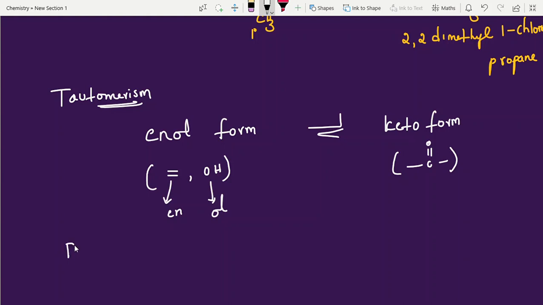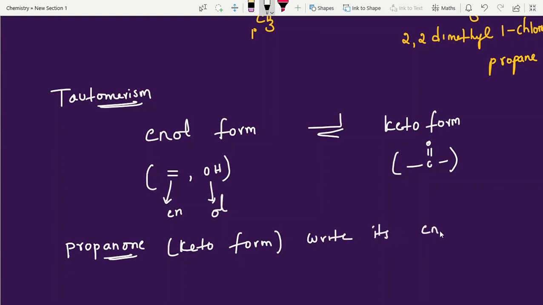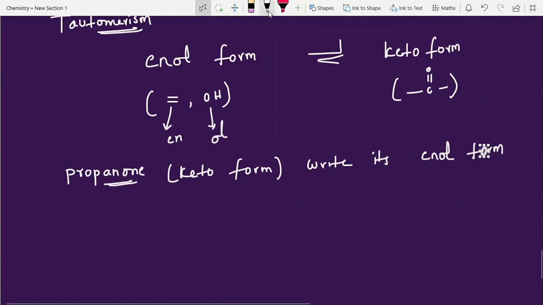So, propanone. Propanone is keto form. Right? This is its enol form. They'll ask, or else they will give the enol form and ask you to write the keto form. Okay, so see students, I am writing.